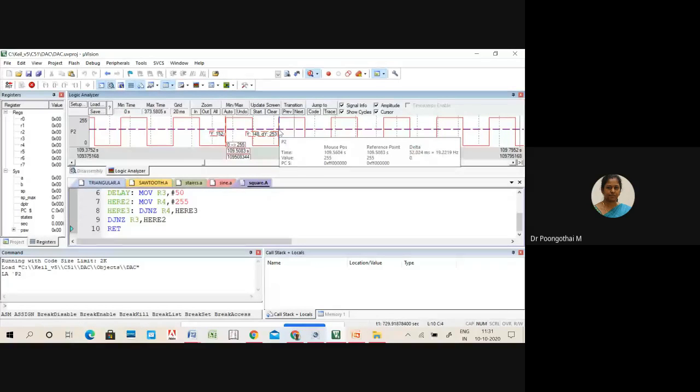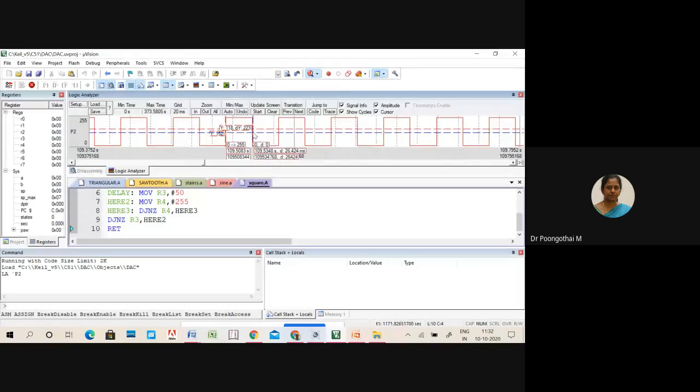A 19.22 Hertz square waveform is generated at P2. So this is 19.22 Hertz for the full cycle. For the half cycle, a 37.8 Hertz square wave is generated.